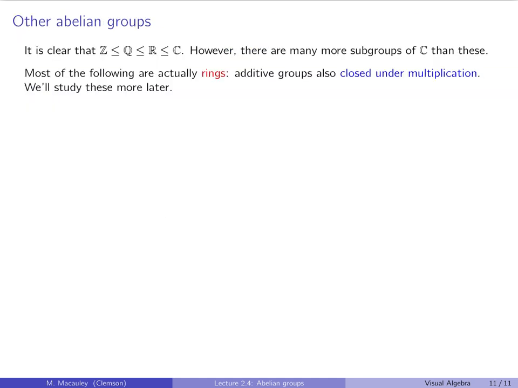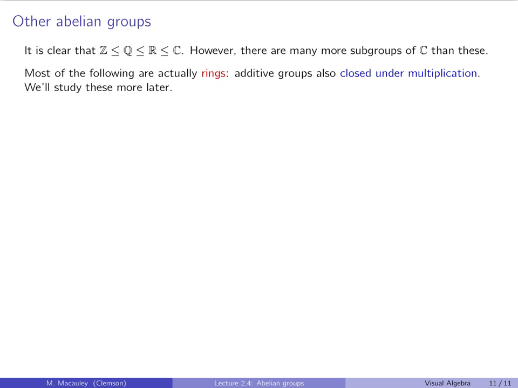Let's finish this lecture with a quick discussion of other abelian groups. It is clear that the integers are contained in the rationals that are contained in the reals that are contained in the complex numbers, and these are all groups under addition. However, there are many, many more subgroups of the complex numbers than just these.